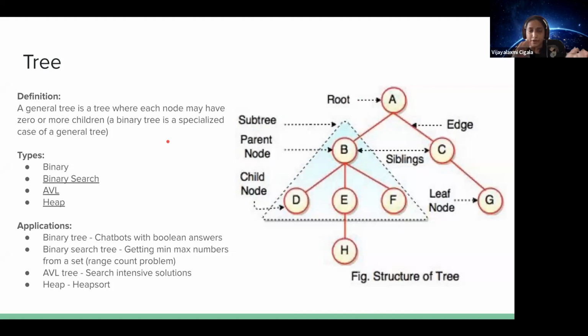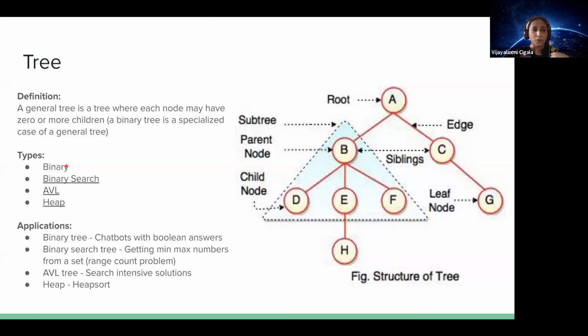So that's a bit of theory about trees. A tree in general can have any number of child nodes. But then we have a specialized binary tree, where you can have at the most 2 child nodes. It could be 0, 1, or 2. And from that, we have binary search tree, AVL, and heap.